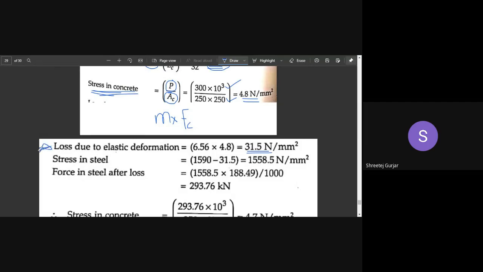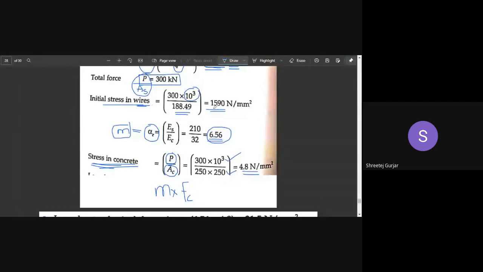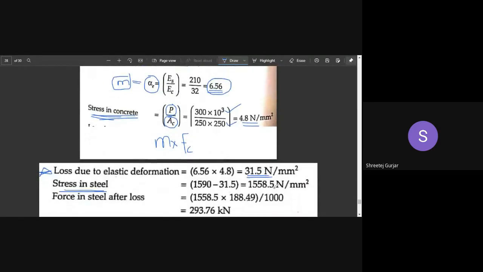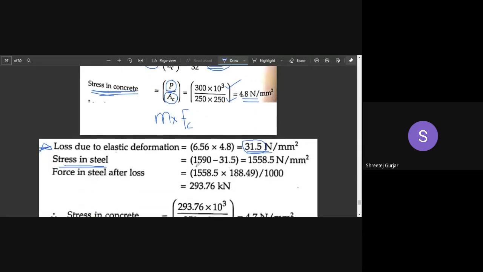Next, stress in steel after the loss. So initially, how much was the stress in wire? It was 1590. Now some loss has occurred, that is 31.5 is the loss. So 1590 minus the loss will give you the stress in steel after the initial loss, that is after elastic deformation. So this is the amount of stress that is remaining in your steel.